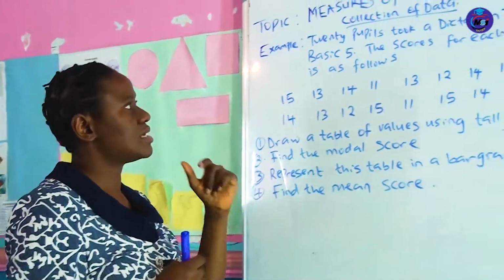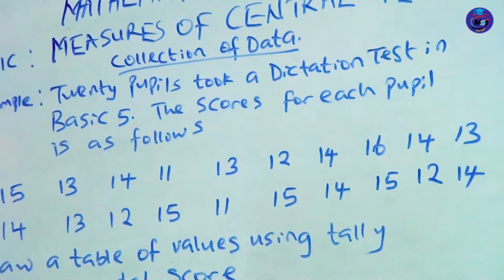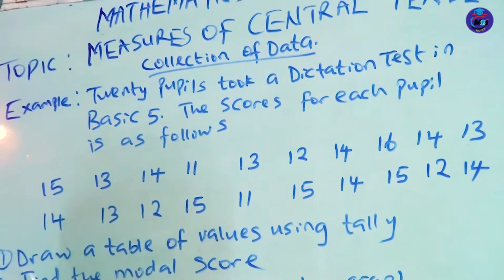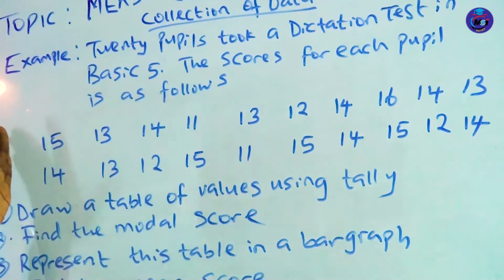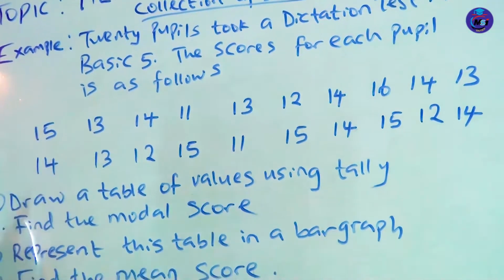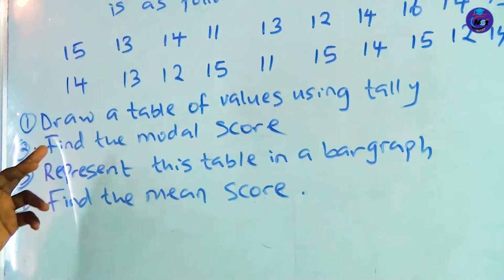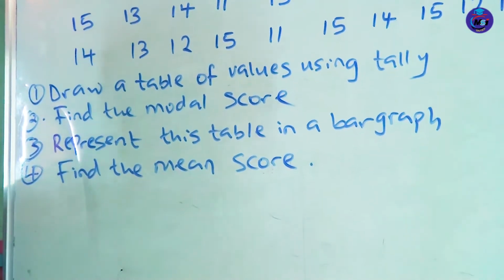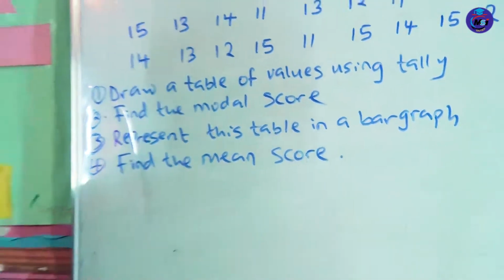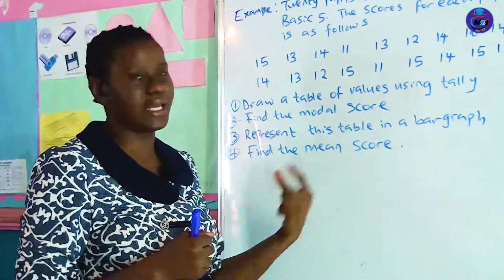Okay, the question says 20 pupils took a dictation test in basic 5. The scores for each pupil are as follows. These are the scores for 20 pupils. And now the question: draw a table of values using tally. Find the modal score and represent this table in a bar graph. Find the mean score. Now, you'll be hearing some terms, modal, mean.